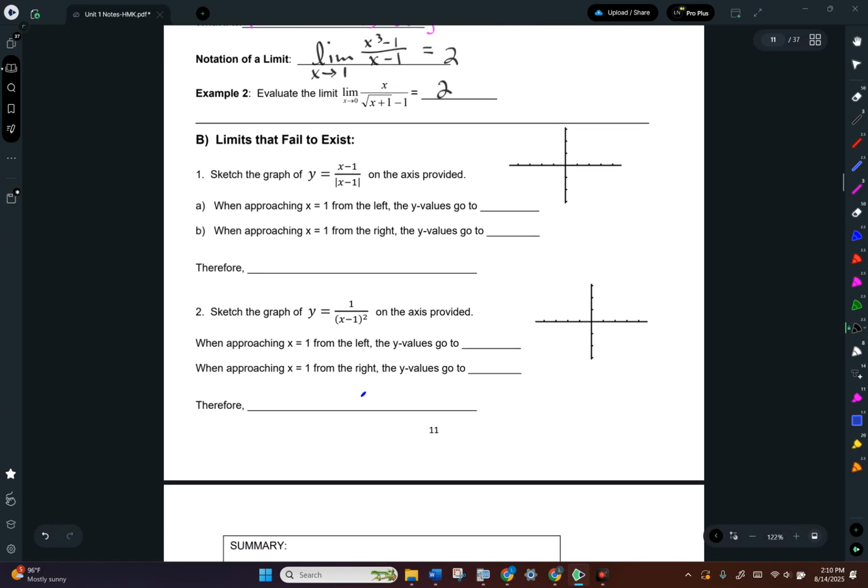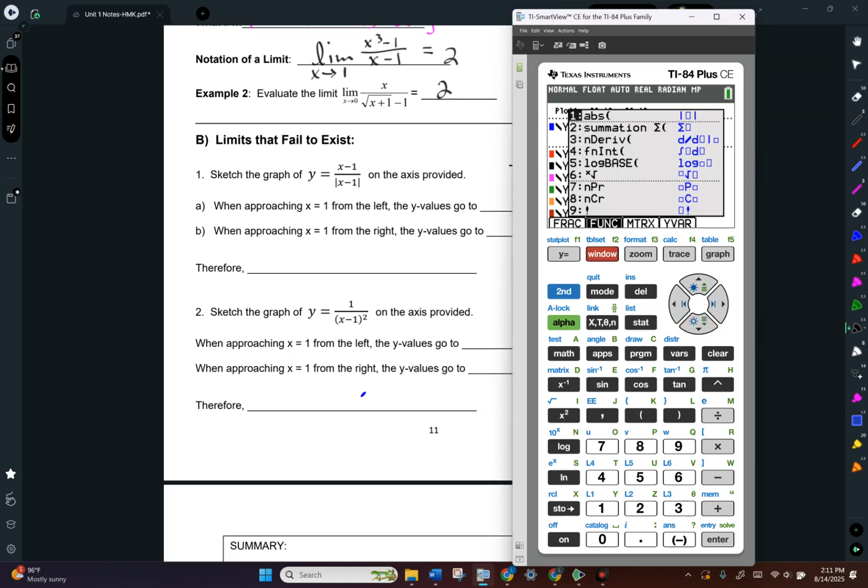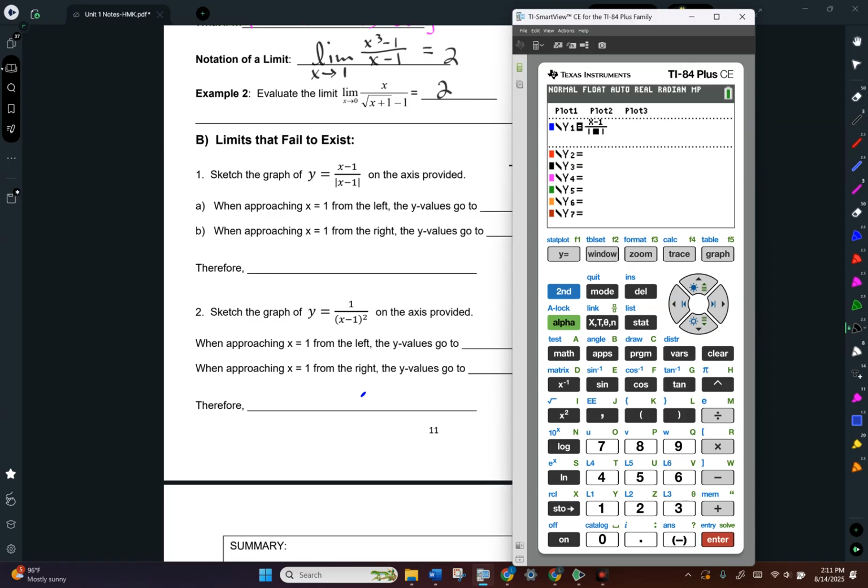Okay. Now let's look at limits that fail to exist. So in other words, can you always predict the y value, or is it possible that the limit doesn't exist? Okay, so let's look at this graph. We want to graph a fraction, and on top I just want x minus 1. On bottom I want absolute value, so I'm going to say alpha window and choose number 1, absolute value of x minus 1.